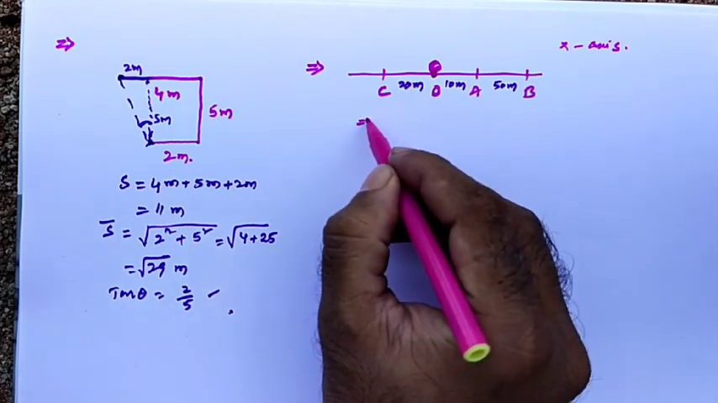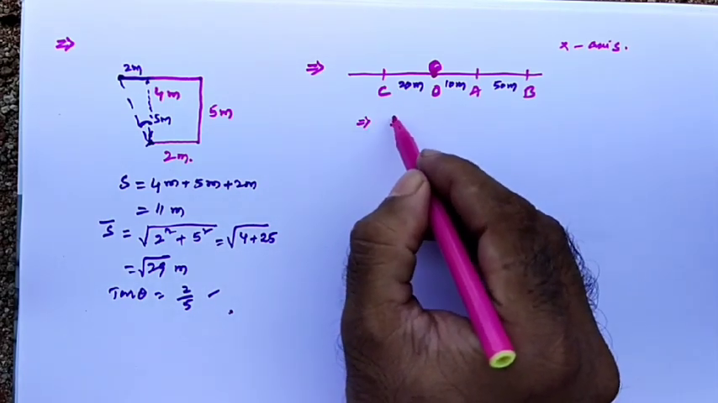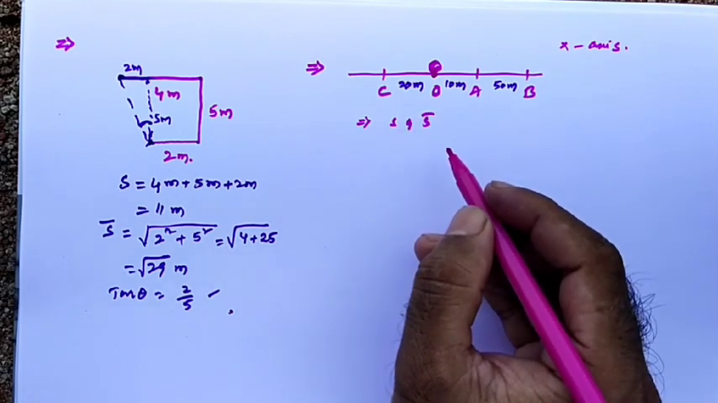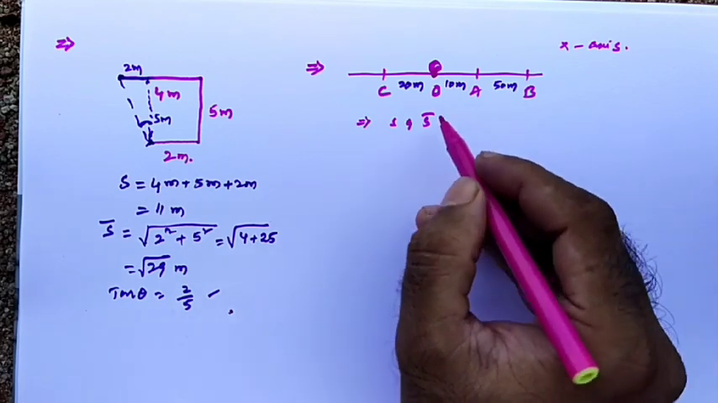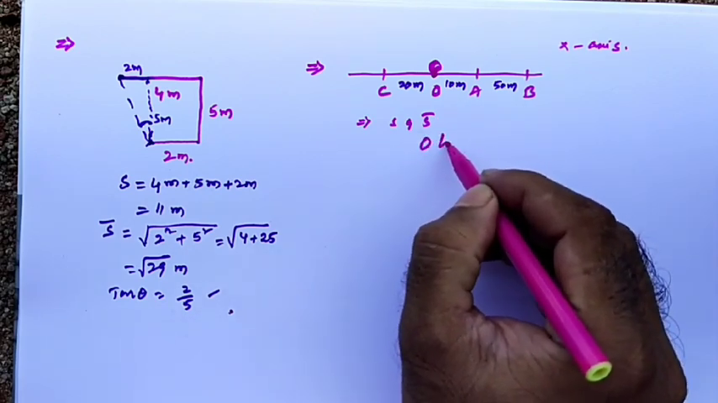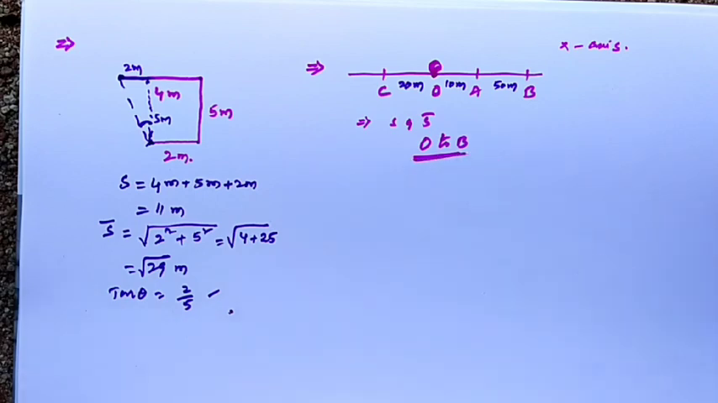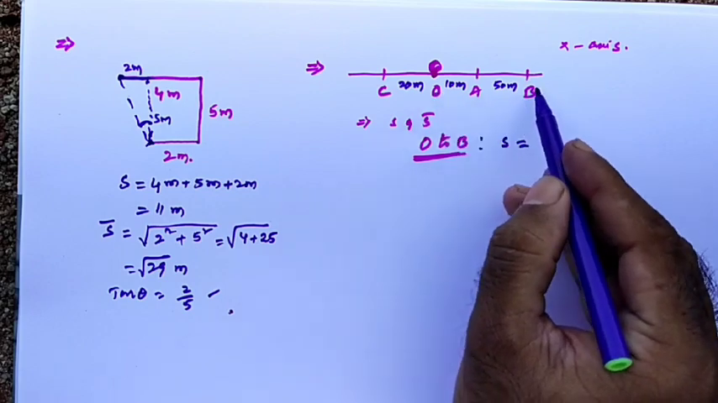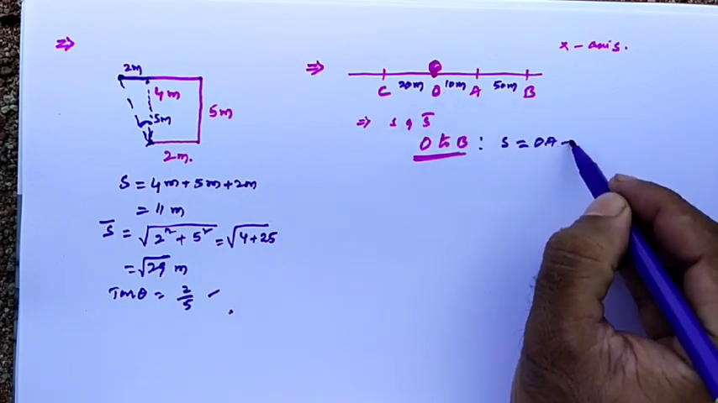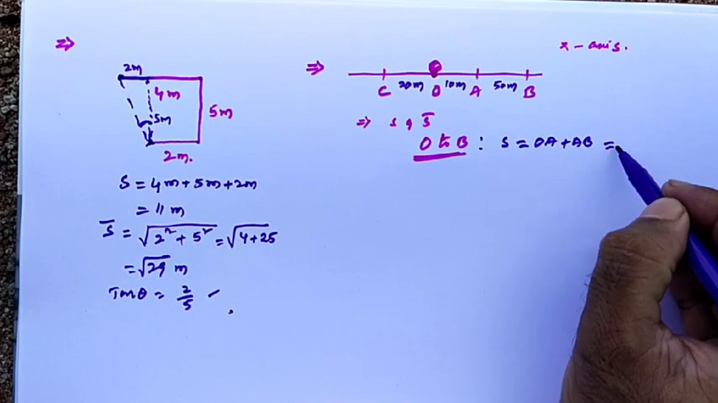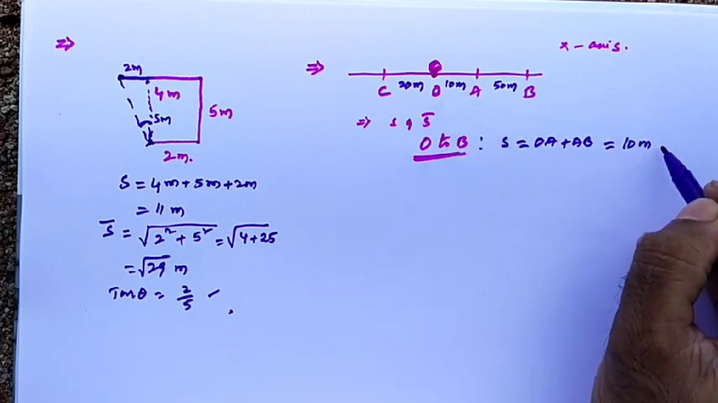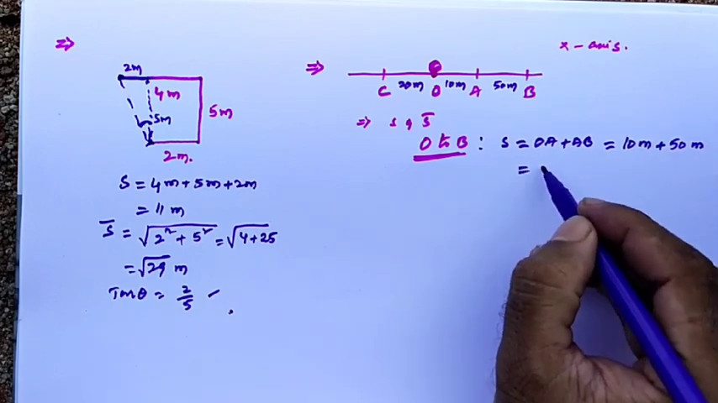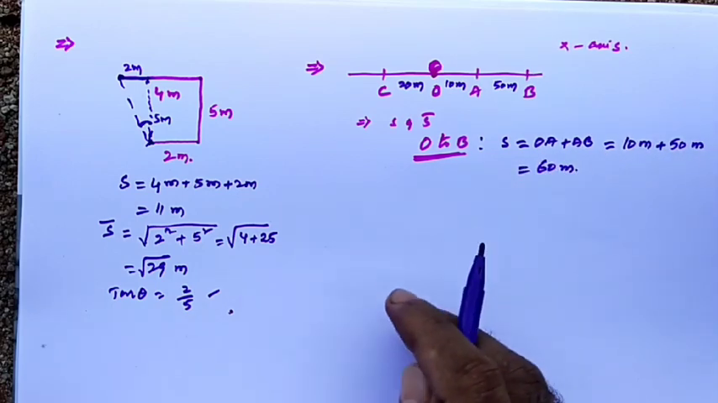Now I want to calculate the distance and displacement of the object for different segments. First I would like to calculate distance and displacement from O to B. What is the distance and what is the displacement? What is the distance from O to B? That is OA plus AB. Now OA is 10 meters plus AB is 50 meters. Then what is the distance? Very good, 60 meters is the distance.